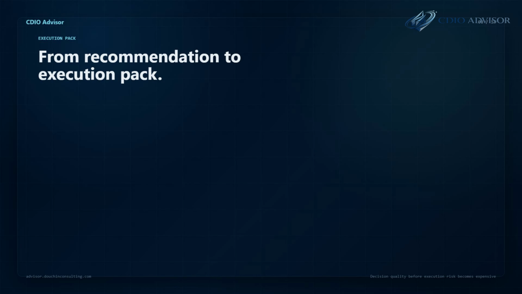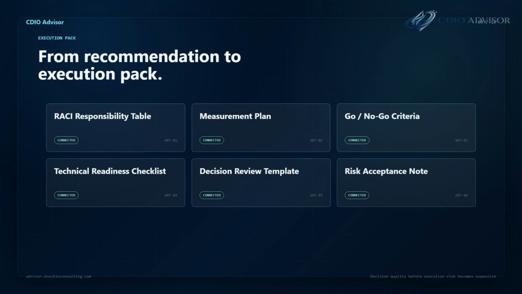CDIO Advisor does not stop at recommendation. It turns the challenged decision into an execution-ready pack: a RACI responsibility table, a measurement plan, go/no-go criteria, a technical readiness checklist, a decision review template, a risk acceptance note. Each artifact is connected to the decision case.